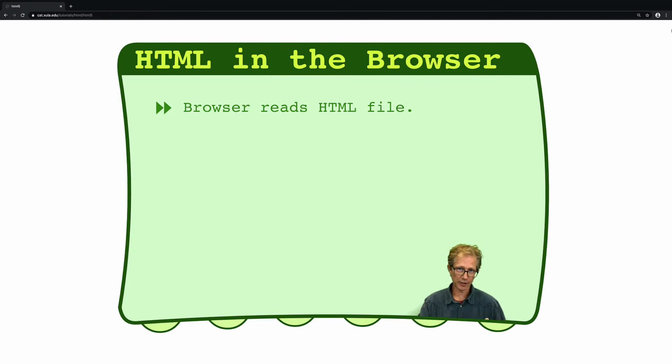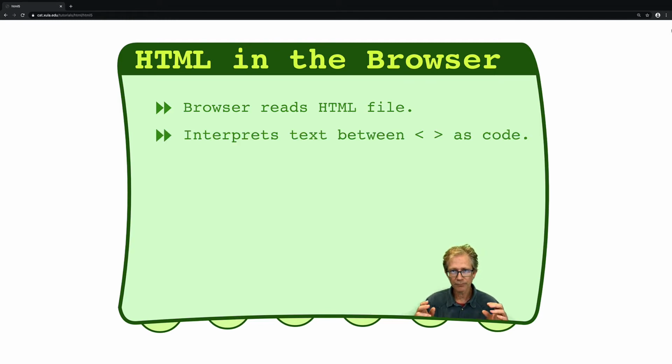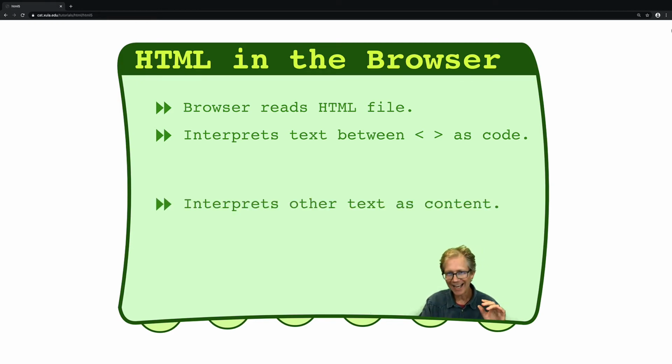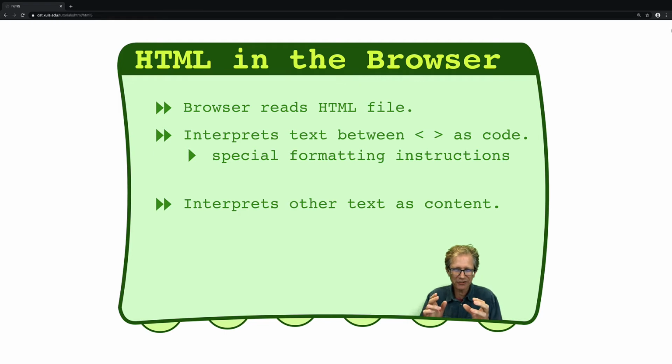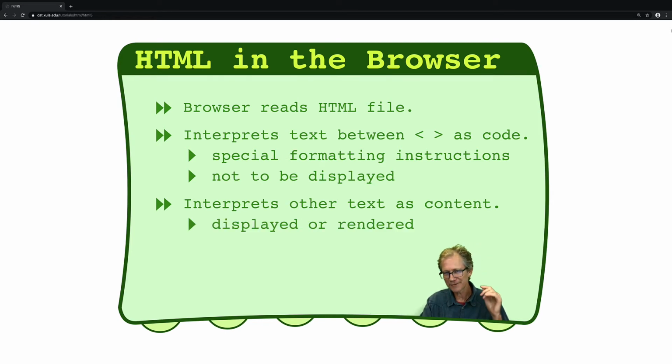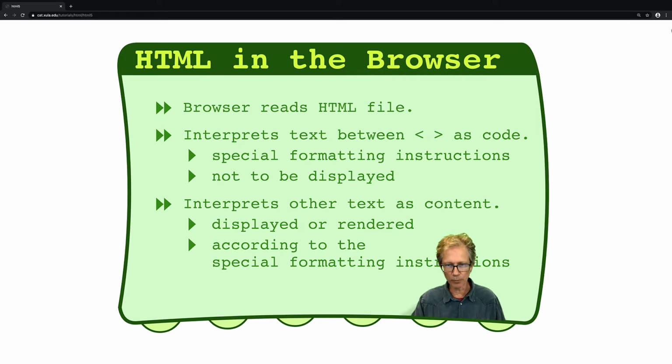The browser reads the HTML file and it interprets any text between pointy brackets as code. Okay? Other text that's not between brackets will be read as content. So the stuff between the pointy brackets, that's special formatting instructions. It's not to be displayed in the browser. The other text, the stuff that's not in the brackets, is the text that is to be displayed or rendered. It's the content. And that will be displayed according to the special formatting instructions in the pointy brackets.